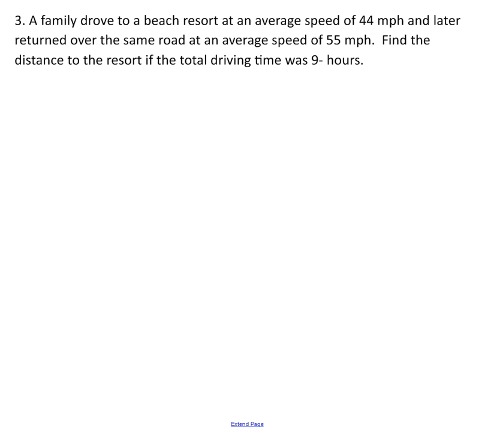Continuing with our discussion from section 2.3, let's do one more uniform motion problem. In this problem, a family drove to a beach resort at an average speed of 44 miles per hour and later returned over the same road at an average speed of 55 miles per hour. Find the distance to the resort if the total driving time was 9 hours.